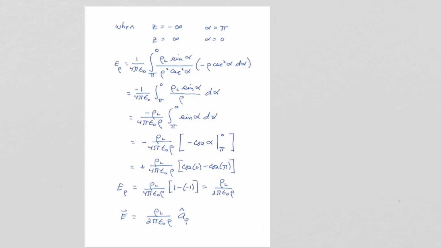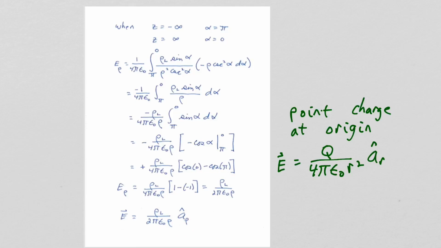Recall that when we had a point charge q at the origin, the electric field intensity fell off as 1 over r squared. Now that we have an infinite line of charge on the z-axis, the electric field intensity falls off as 1 over rho, 1 over the distance from the charge.